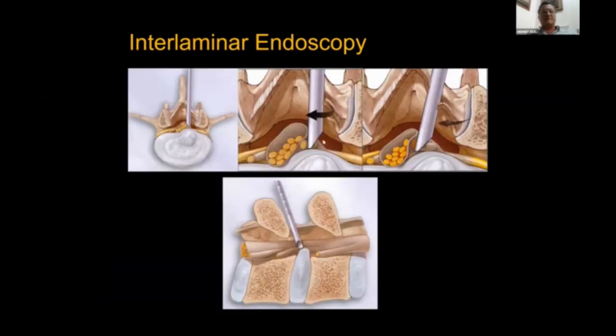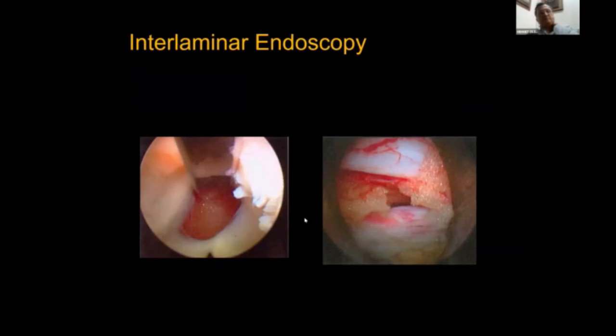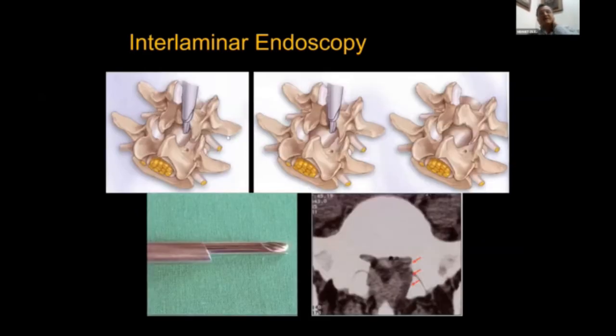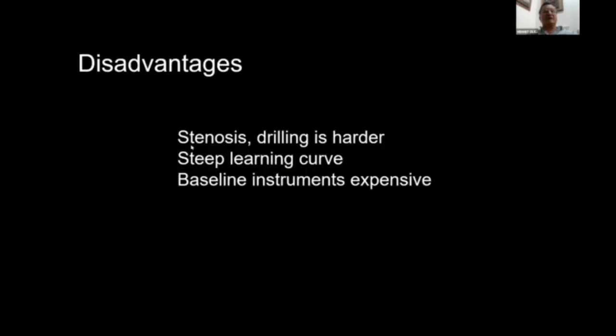These are the steps. By turning your angled tube tip, you must retract the nerve root and see the disc herniation. If there is some stenosis, there are also some drill devices applicable from those 7mm diameter water irrigating systems, but these are specially designed, and in stenosis cases, drilling is harder. There is a steep learning curve, and baseline instruments are expensive.